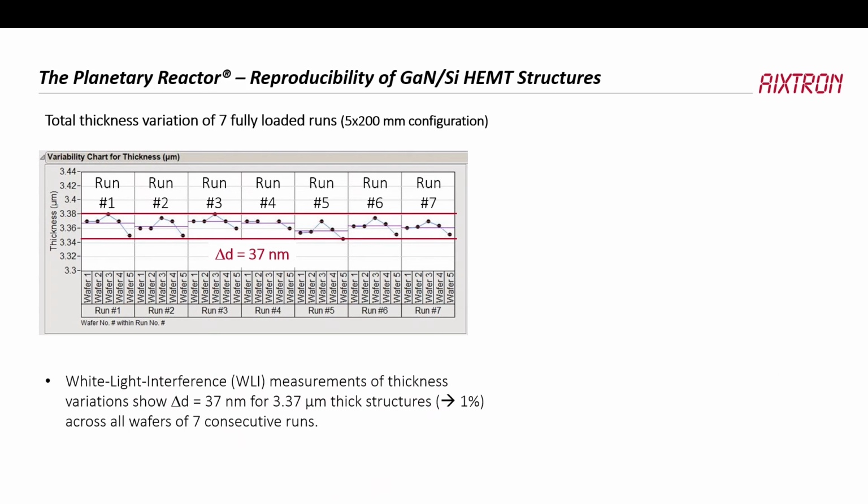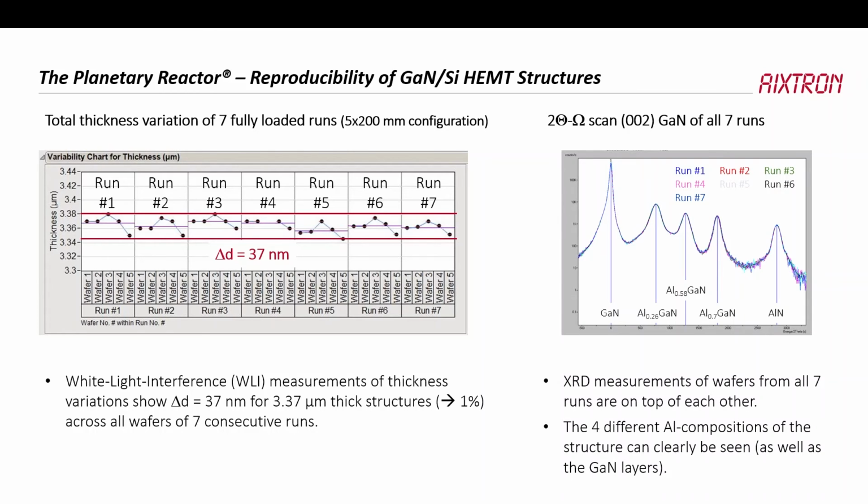This is the same set of runs, but this time looking at thickness. So we're looking at the thickness distribution. Wafer 1, 2, 3, 4, 5. 5 wafers, 200 millimeters diameter. And you can see that the thickness distribution is about 37 nanometers. So we're at about 1% thickness distribution. This will become interesting when we look at the threshold voltages of transistors later on.